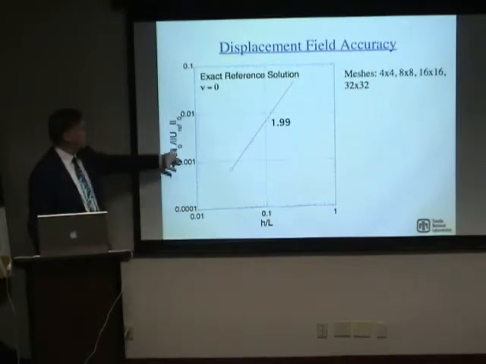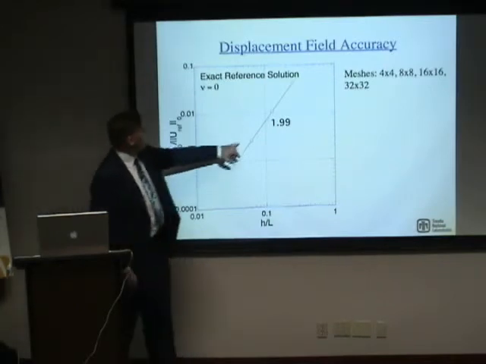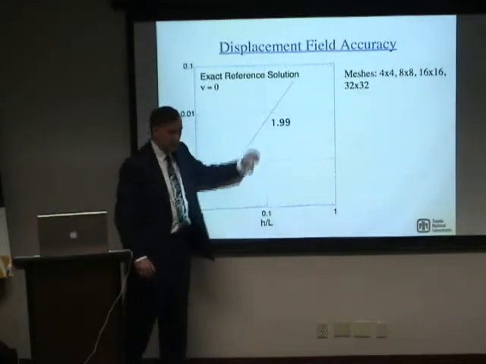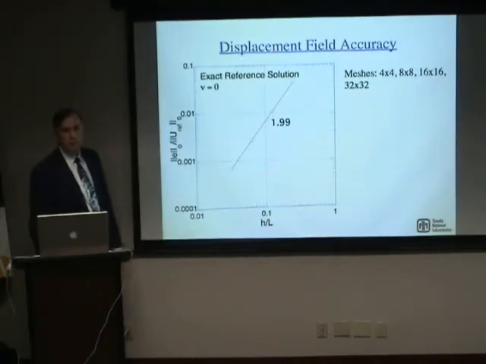looking at convergence. And this is a 0 Sobolev norm, so it does not include the first derivatives. So think of it as an L2 norm of the displacement field. And you can see for nu equals 0, we're getting the optimal convergence rate we would expect for these elements, which is second order convergence nominally.